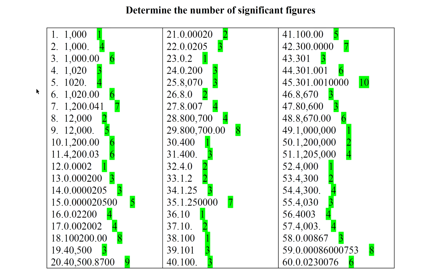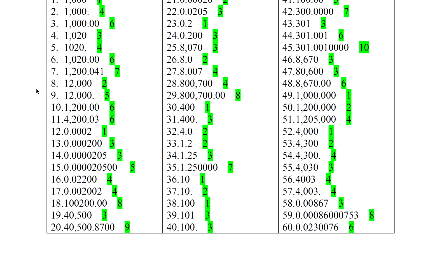Question 13, there are 3 significant figures. It's a 200 at the end. Question 14, you also have 3 significant figures. It's a 205 at the end. Question 15, you have 5 significant figures. It's a 20500 at the end. Question 16, you have 4 significant figures. It's a 2200 at the end.